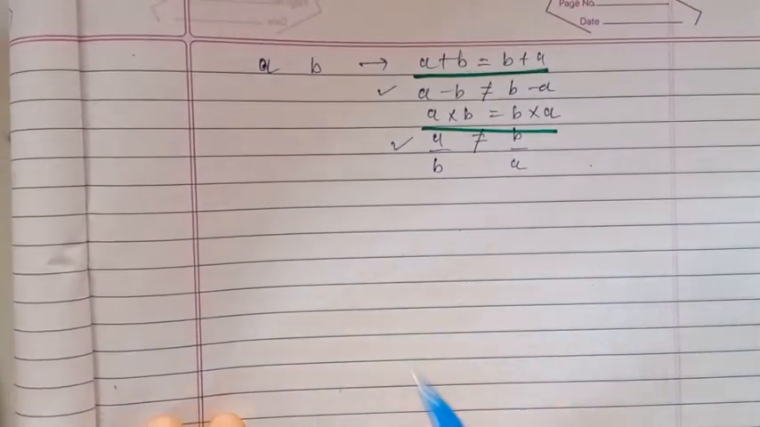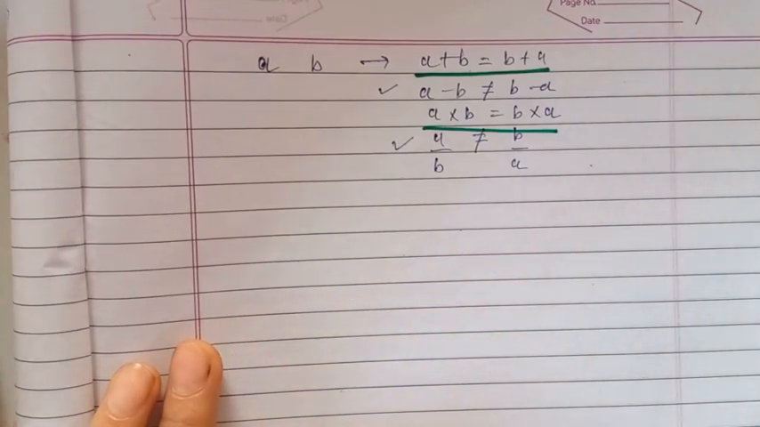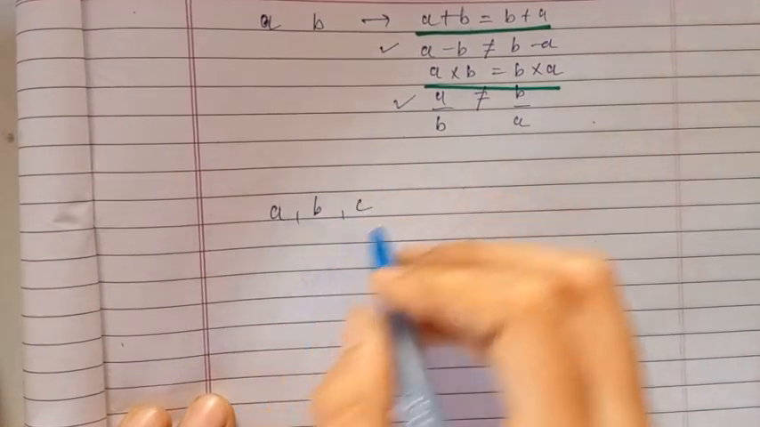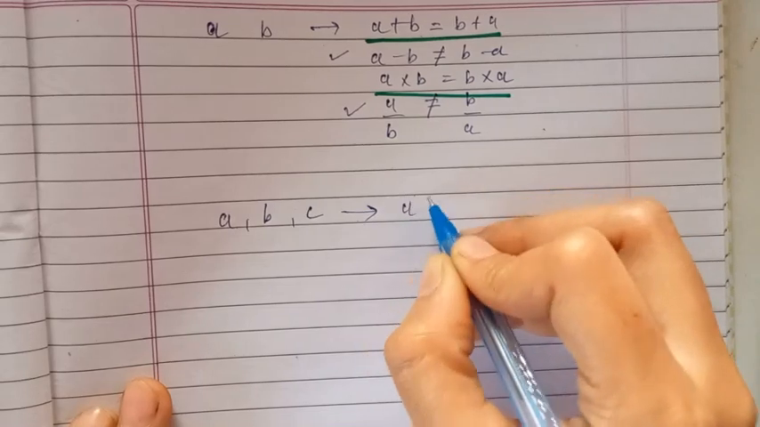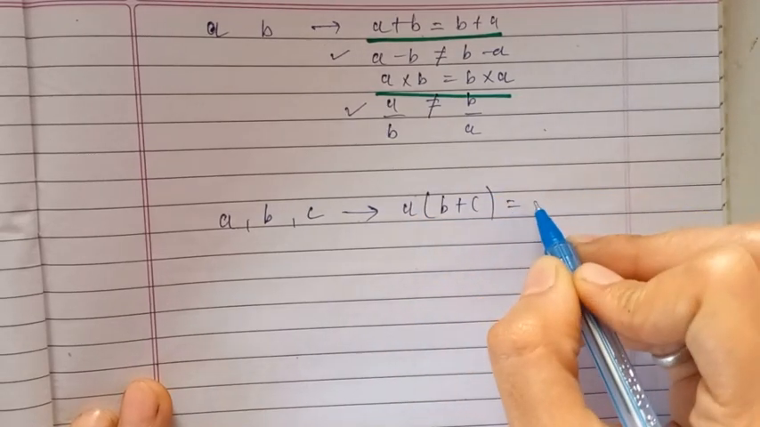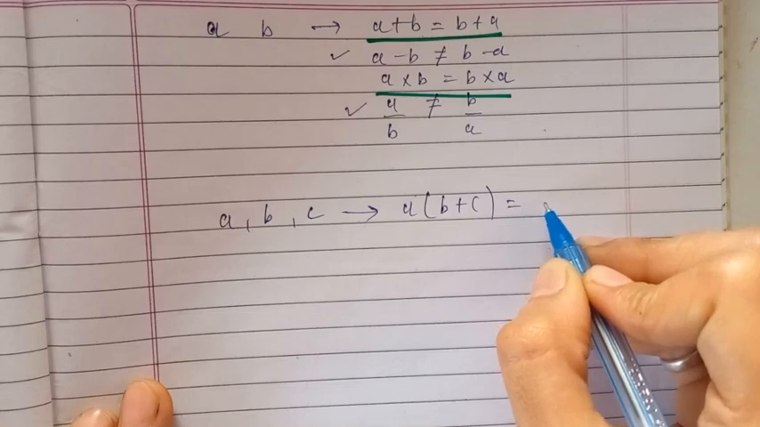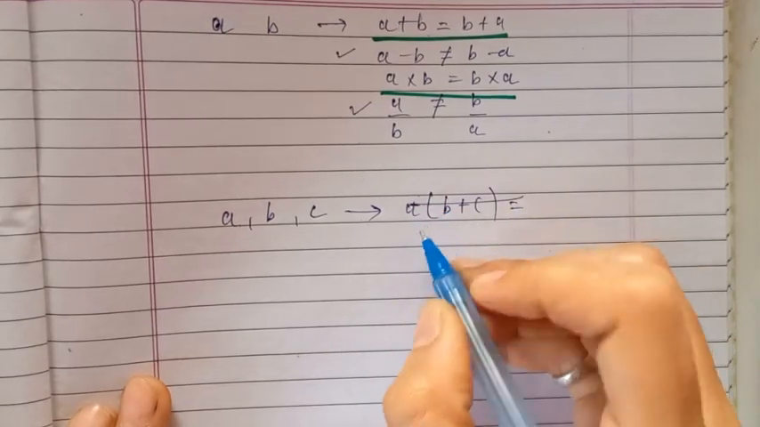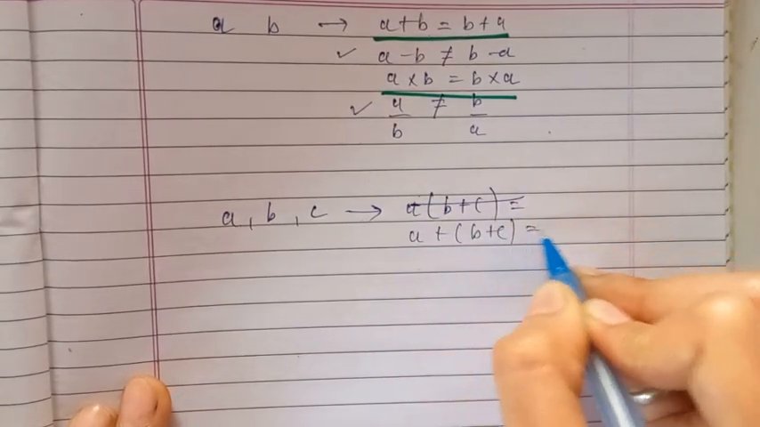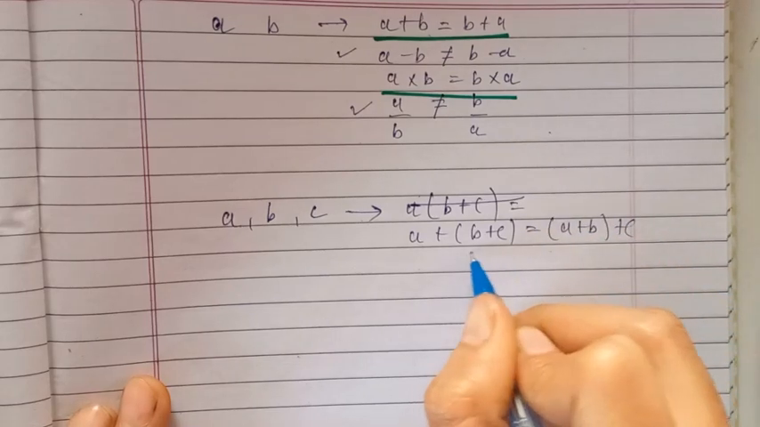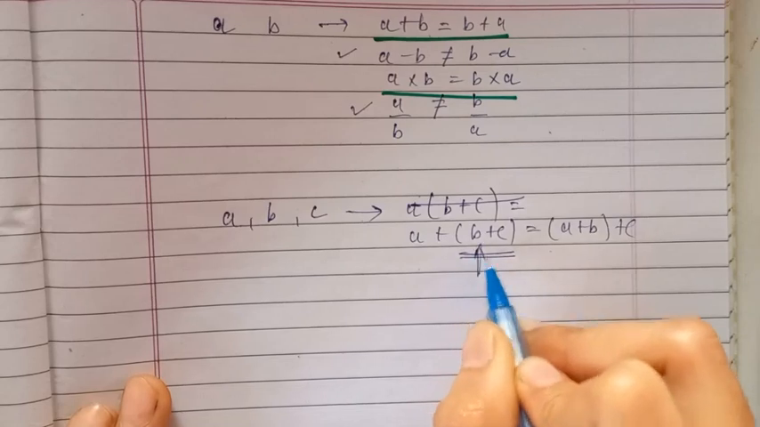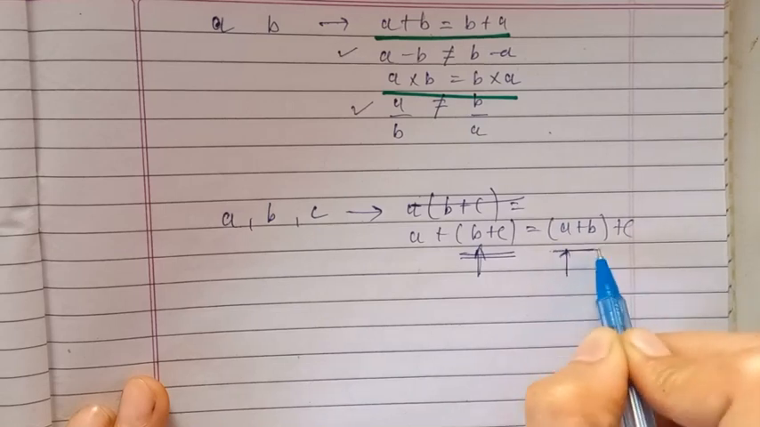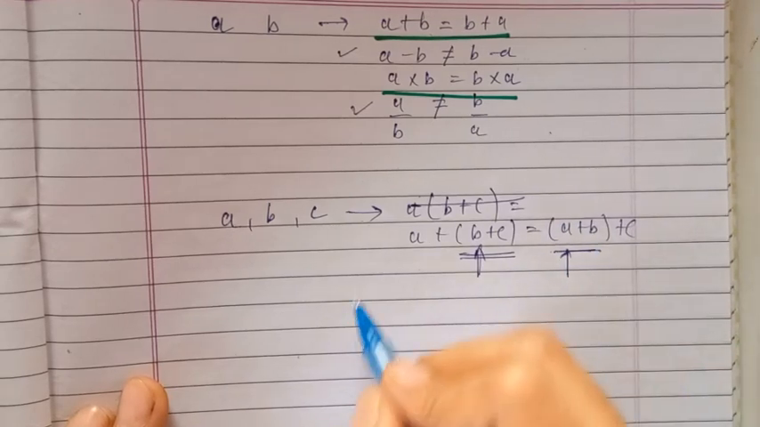Now let's talk about associativity. If we have three rational numbers, then the associative property is: A plus B plus C, where the bracket means add this first and after that add with A, is equal to A plus B plus C, where we add these two first and after that add C. So this is the associative property.